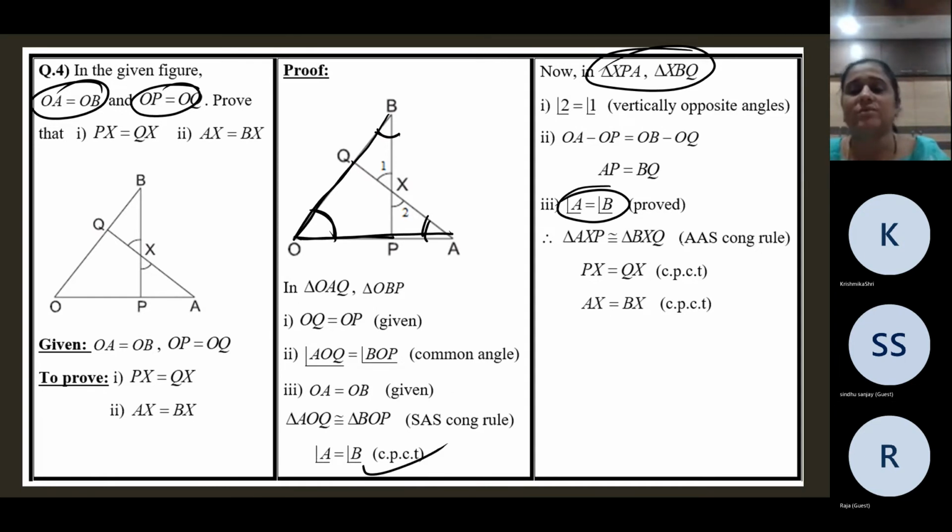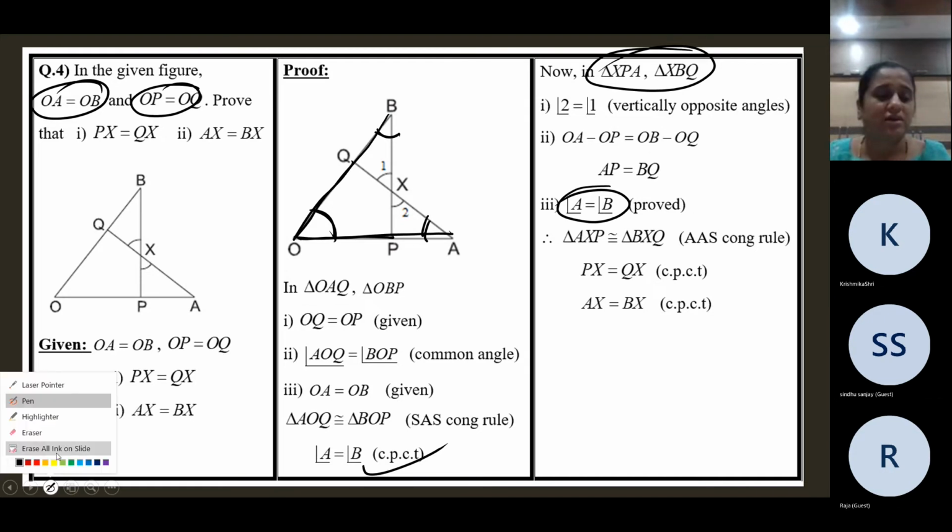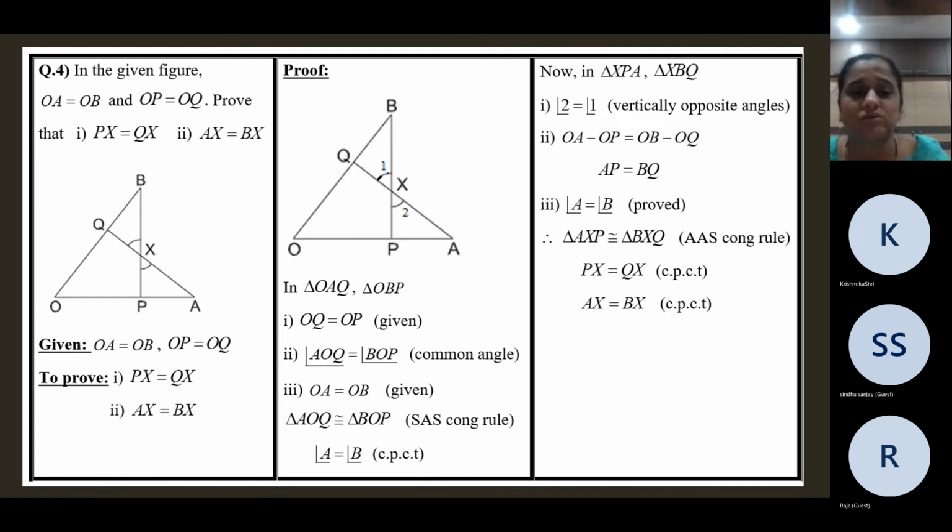So these two triangles are congruent by the AAS rule. You can check it. It's two angles and some other side. We have this angle and this angle and some other side. When we subtracted, we got BQ here and we got AP here. Angle A, and some other side AP, not the included side AX. This angle, angle B, and some other side BQ, not the included side BX. So the two triangles are congruent by AAS rule. By CPCT, you have these two results.